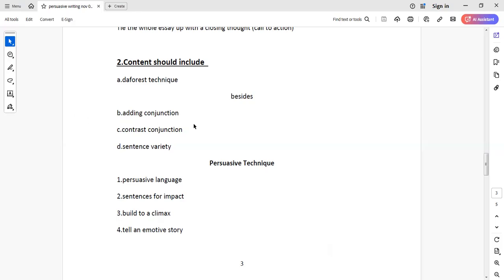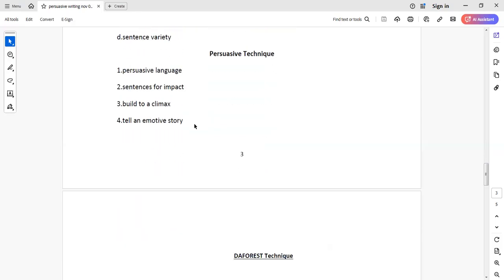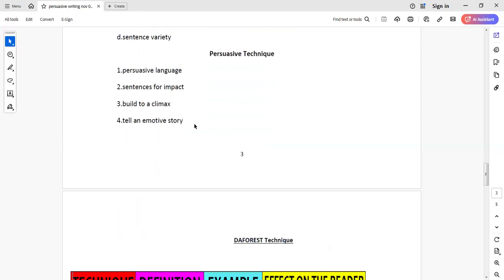Very, very important. Now, the most important thing in the DAFOREST technique is the letter E. The letter E expresses emotive language. If you are writing persuasively without taking care of emotive language, your writing is nothing.